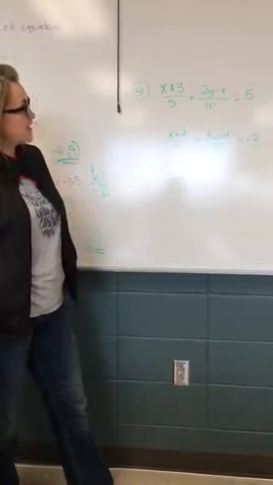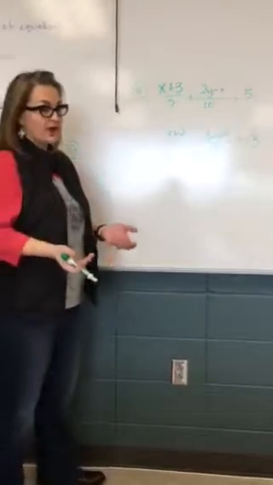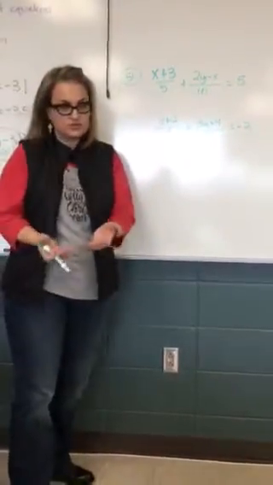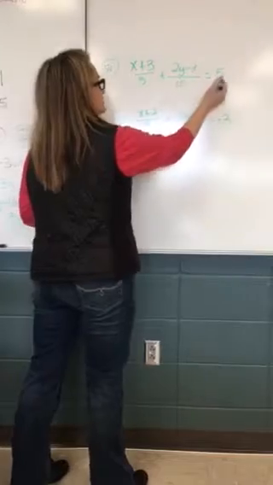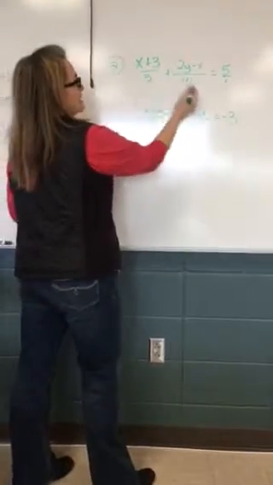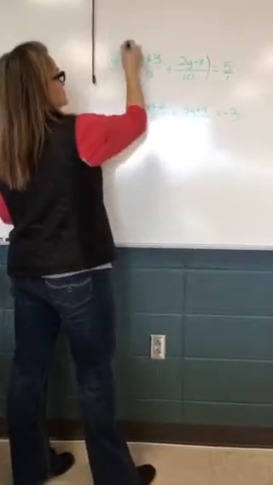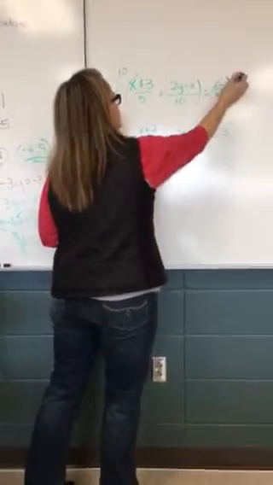So the first thing is the fractions need to go. Anytime you see a fraction in an equation, that is your first reaction. You've got to get rid of the fractions. So in this equation, I've got a 5 and a 10, and that's over 1. So the LCD is 10. So I'm going to times each side of this equation by 10.